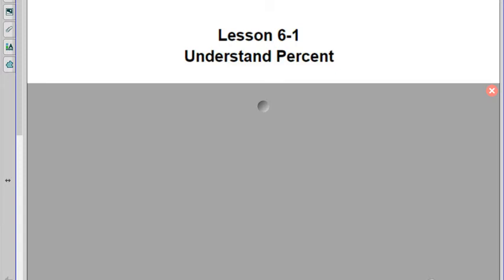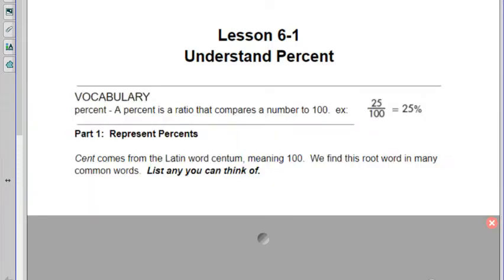Welcome to lesson 6.1. It's the first lesson of topic 6. Today we're going to try to understand the meaning of percent. Now that you've entered middle school, you've heard about these percents quite a bit. Your grades are generally a percent, but what does that mean? What is a percent? A percent is just a ratio. It's a ratio that compares a number to 100.